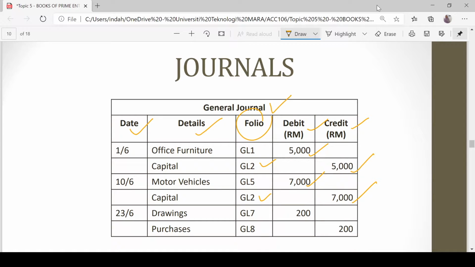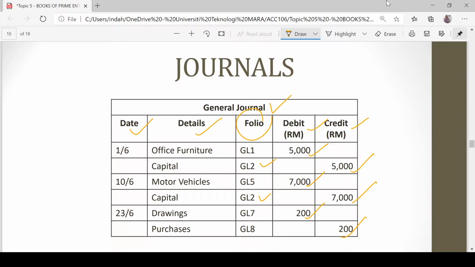We have 3 types of ledger: general ledger, sales ledger, and purchase ledger. The sales ledger is specifically for accounts receivable. The purchase ledger is for accounts payable. We debit drawings and credit purchases, because when the owner took goods, it reduces the purchases of the business.